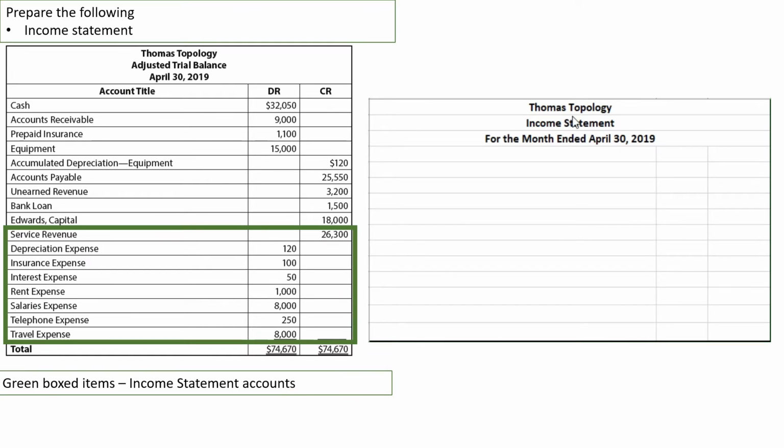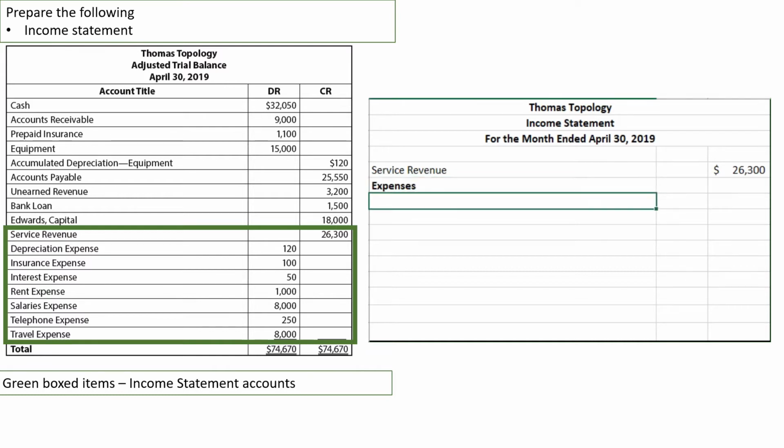I've taken the liberty of already creating the header information, being the company, the name of the statement, and for the period, which is the month ended April 30th, 2019. If you look at the trial balance, I've also indicated the income statement accounts that we need to reflect on that said statement. So you first of all start with service revenue. Always start with your incomes. Okay, and we'll enter the fact that it was $26,300 as per the trial balance.